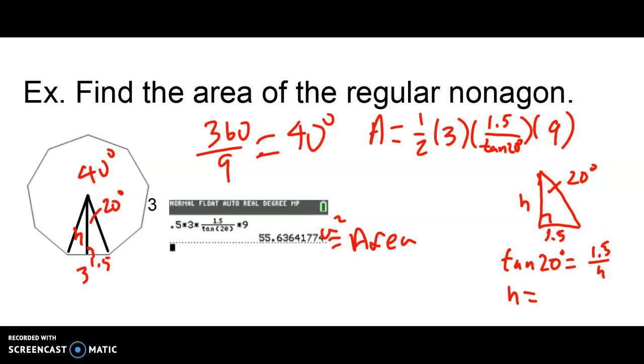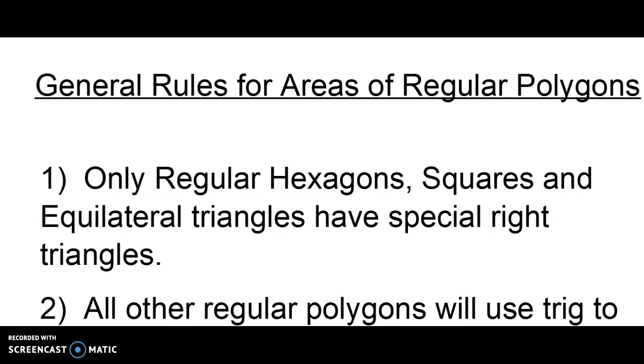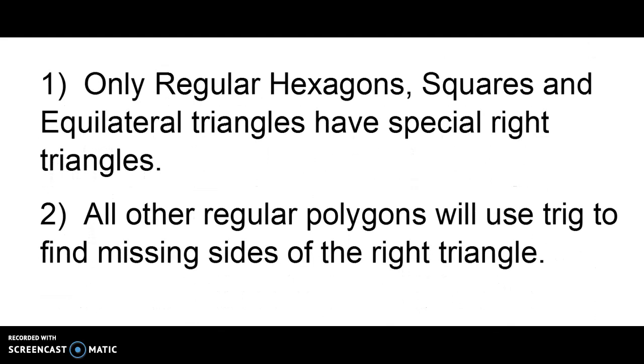Okay, so in general, a couple things, the rules for finding the area of a regular polygon. Again, we're using triangles to do that, and we're using right triangles to find missing lengths that we need to find the area of those triangles. Now, a big idea: only regular hexagons, squares, and equilateral triangles are special right triangles. All other regular polygons, we're going to have to use trig to find missing sides of the right triangle.